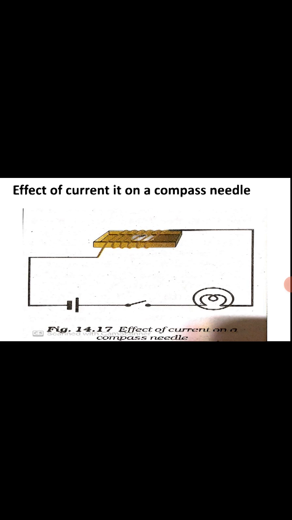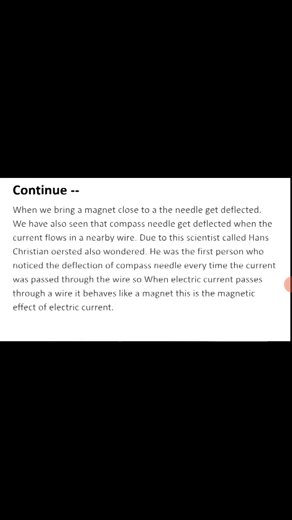We know that the needle of a compass is a tiny magnet which always points in the north-south direction. When we bring a magnet close to it, the needle gets deflected. And we have also seen that the compass needle gets deflected when current flows in a nearby wire. Who first observed this? A scientist called Hans Christian Ørsted. He was the first person who noticed the deflection of the compass needle every time current was passed through the wire.